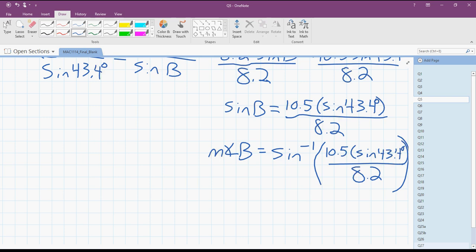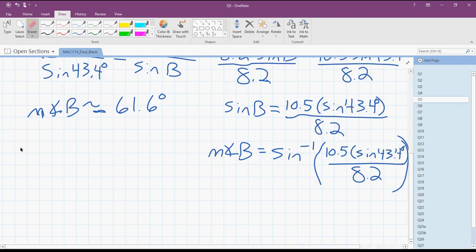So this, they round to the nearest tenth since our angle up here, that 43.4, is to the nearest tenth. So what is the possible measure of angle B? 61.6 degrees. Everyone okay so far?